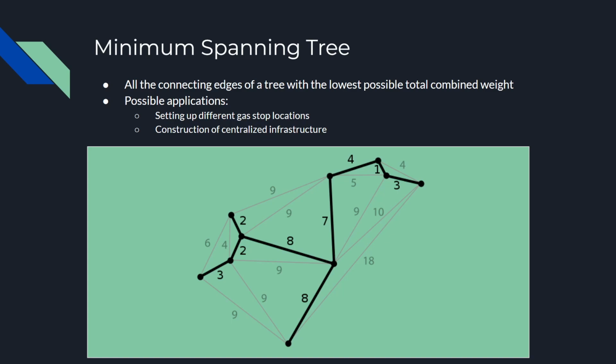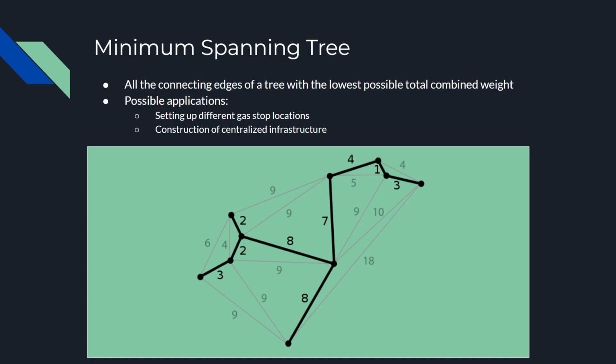So there are many different algorithms that we'll talk about that find the minimum spanning tree, but all of them result in a tree with the least total combined weight through adding up all the edges. So some possible applications of the minimum spanning tree include, for example, setting up different gas stop locations where you want the total combined distance between each gas station to be as low as possible to ensure that people don't run out of gas in the middle of nowhere.